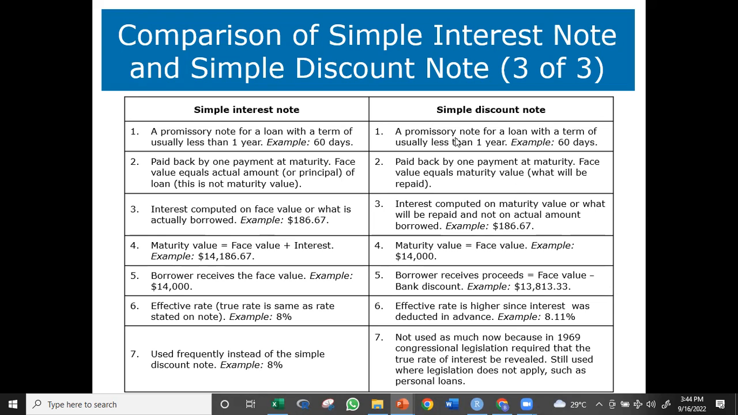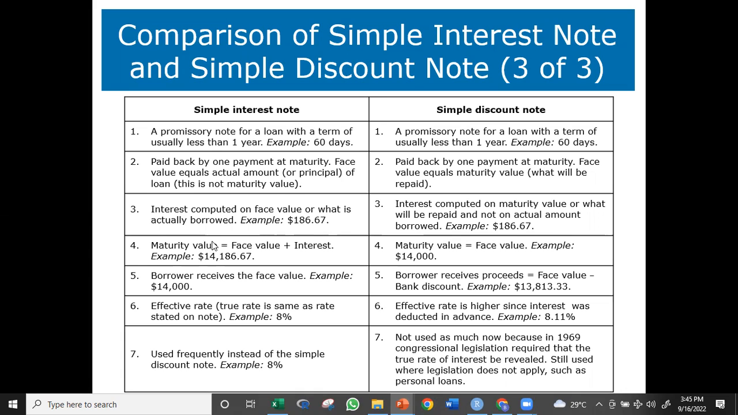Okay, in the same manner, the simple discount is also paid back one time at maturity, and the face value will be the same as the maturity. If the face value is 14,000, then the maturity value will be 14,000. Okay, so that's a difference between simple interest and simple discount.